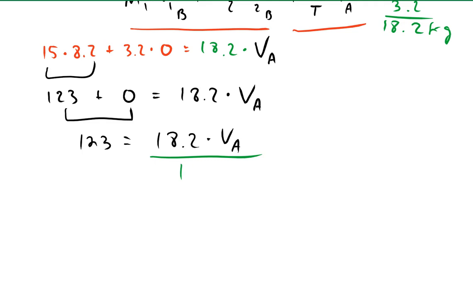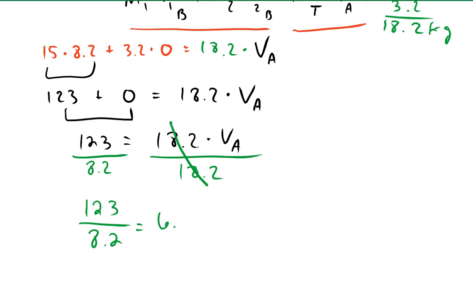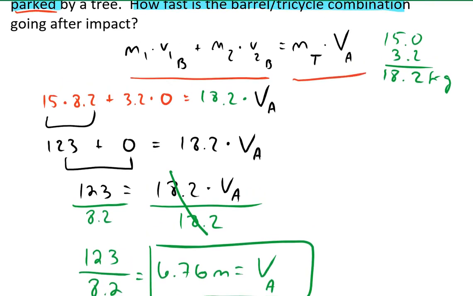We're going to now divide both sides by 18.2. Anytime a number is beside another number, you have to divide to get rid of it. So 18.2 divided by 18.2 gets rid of it. And on this side, we've got 123 divided by 18.2. So now, just to simplify it, 123 divided by 18.2, that's going to be 6.76 meters per second. And that is going to be our velocity of both objects connected after the collision.